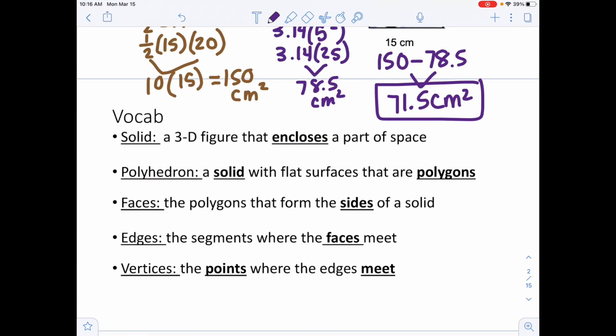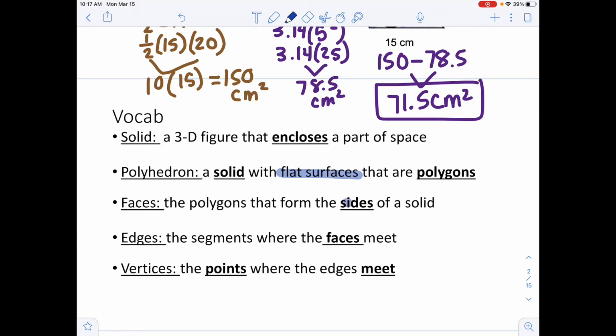Okay, some vocab for today. So a solid is a 3D figure that encloses a part of a space. A polyhedron is a solid with flat surfaces that are polygons. So think about like a box, right? It's a solid and it has flat surfaces.